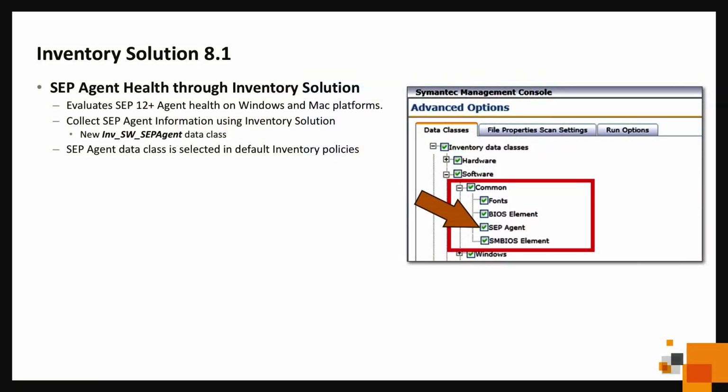Okay, what else we got? We also have a SEP agent data class that's selected in the default inventories. So if you go and make an inventory policy, it'll actually be selected. You can see here where it selects it. It's sitting in with the common areas. Right? So if you select software inventory, it's included as the data.